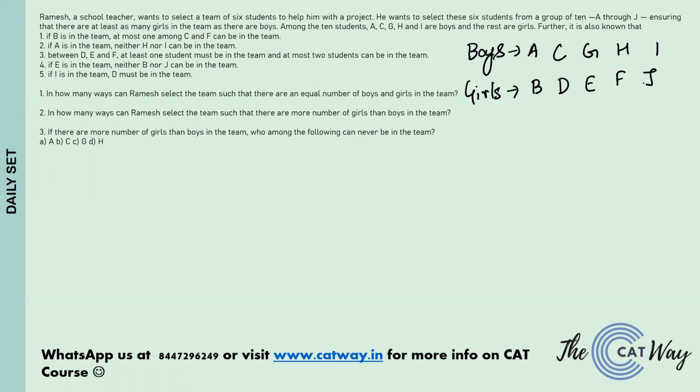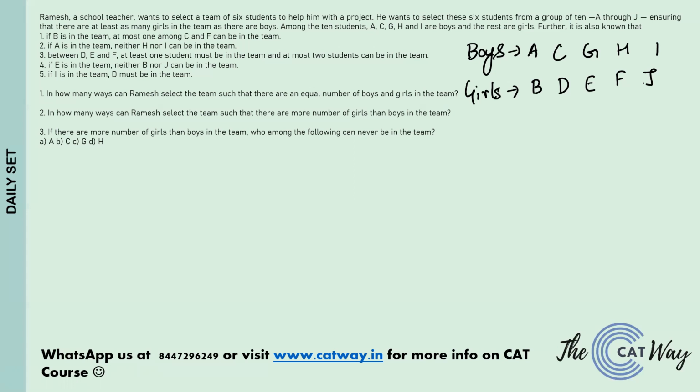So let's come to question number 1. It says, in how many ways can Ramesh select a team such that there are an equal number of boys and girls in the team? So equal number of boys and girls means there have to be 3 boys and 3 girls. So let us start.